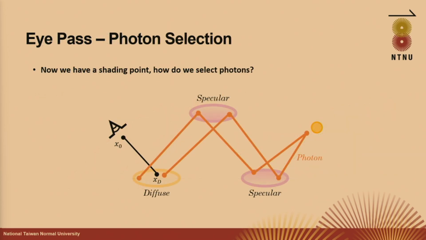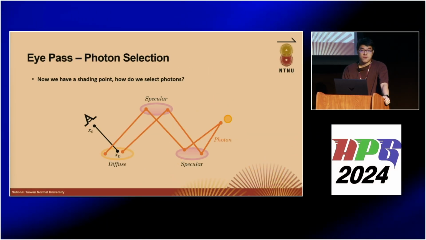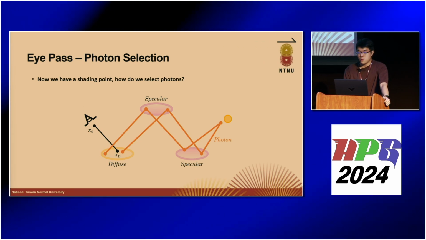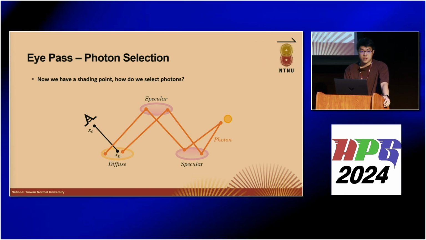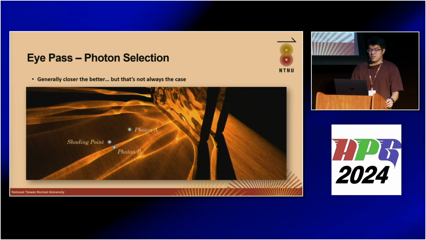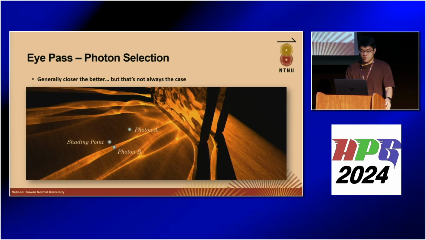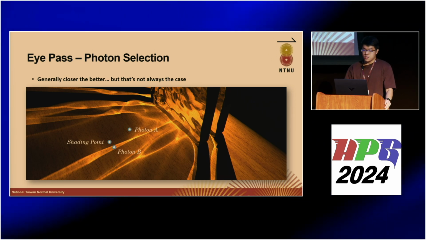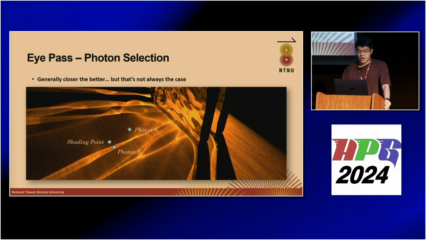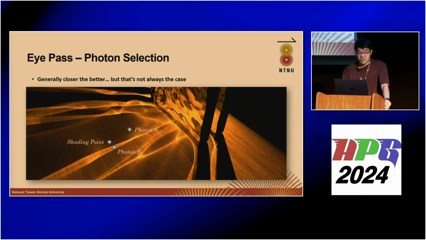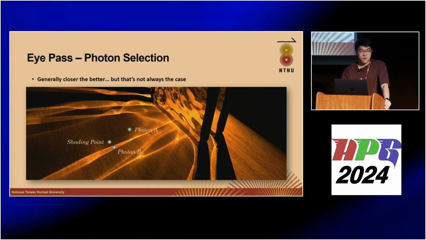The first question in the eye-pass will be, how do we select photons? Because we have so many we just collected, which one is more important to us for the current shading point? Generally, people might say maybe the closer, the better the photon. Like in photon mapping, in some works, they will give the closer photon higher weight or higher contribution. But here we found out that this is not always the case if we apply the manifold walk later on.